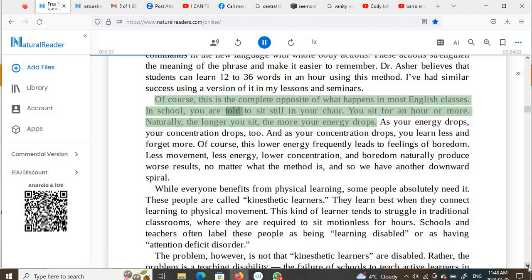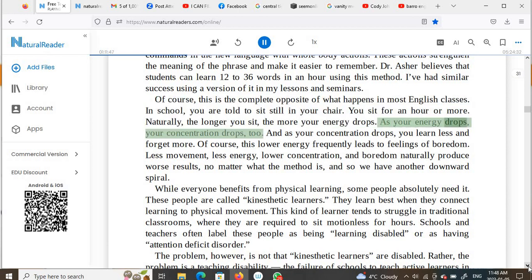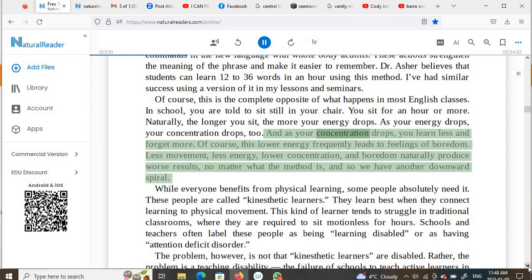In school, you are told to sit still in your chair. You sit for an hour or more. Naturally, the longer you sit, the more your energy drops. As your energy drops, your concentration drops, too. And as your concentration drops, you learn less and forget more. Of course, this lower energy frequently leads to feelings of boredom. Less movement, less energy, lower concentration, and boredom naturally produce worse results, no matter what the method is, and so we have another downward spiral.